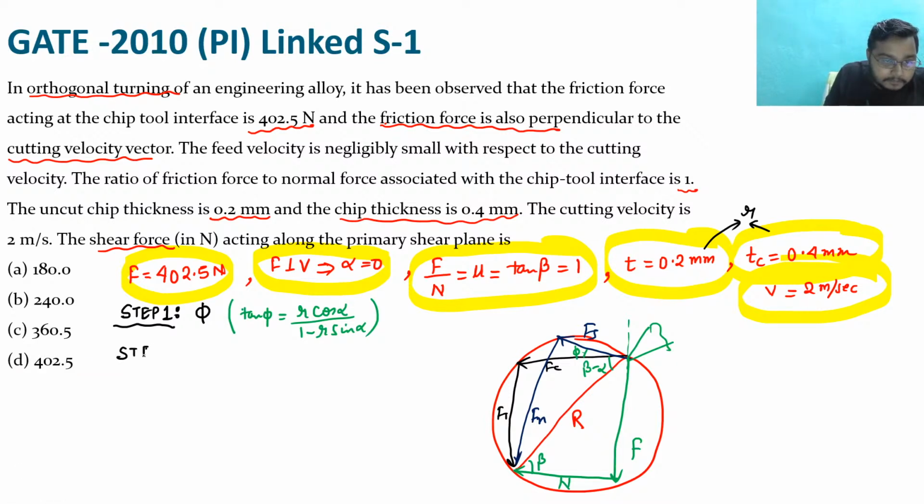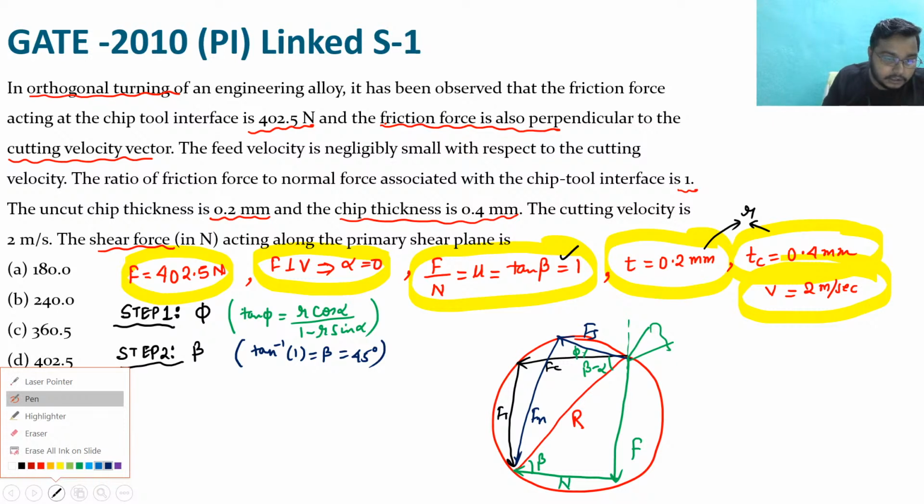Next step is to find the beta, that is the friction angle. How can you find the beta? tan beta is equal to 1. So the formula associated with this is tan inverse of 1 is going to be beta, that is 45 degrees. Clear? So this is the second step.